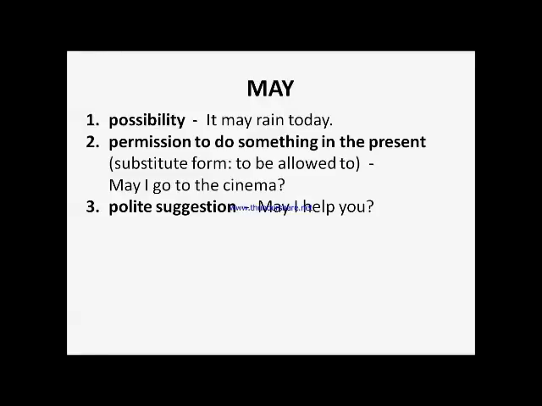Second is asking for permission to do something in the present. May I go to the toilet? May I go to the cinema? May I lend you a book, please? May I borrow a pen?